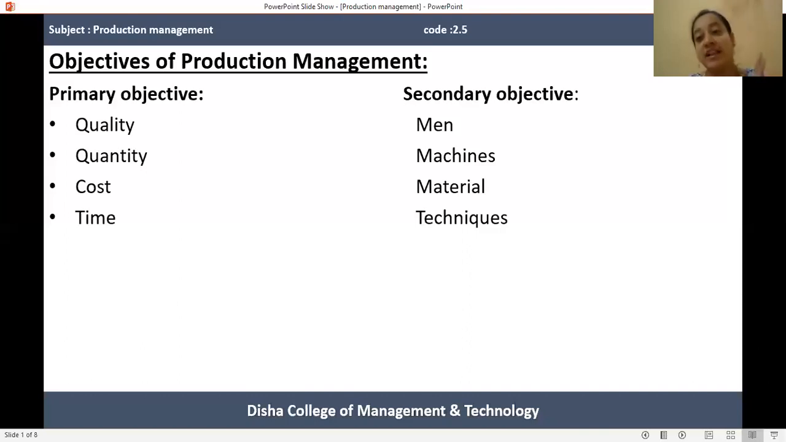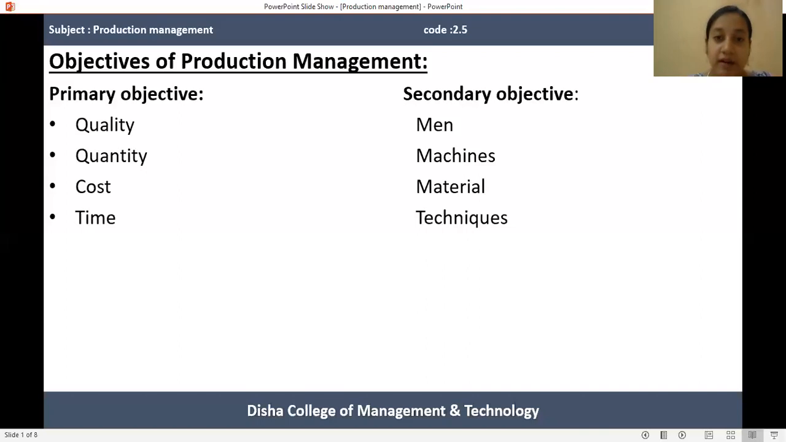If they install the latest technology, if they run with the latest technologies, then only it is possible for the organization to achieve its basic objectives, like producing qualitative goods in the required quantity at lesser cost and within a stipulated time. So these are the basic secondary objectives of production management, which help the organization to achieve its primary objective. And this is all about our last class.